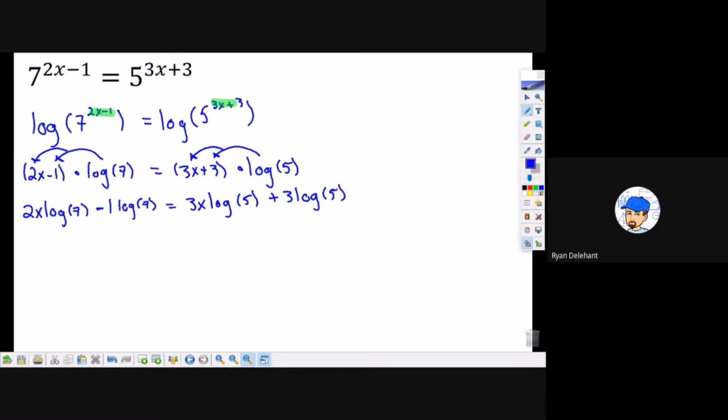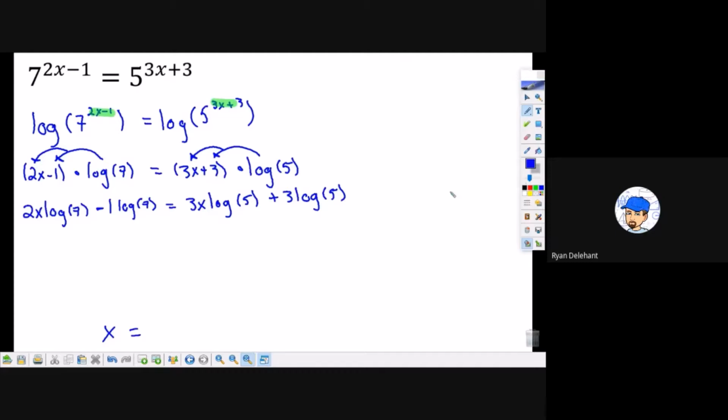Doesn't look like we've made any headway yet, does it? Now let's think about our goal. We want to solve for x. So what do we need by itself on one side of the equal sign? We need somewhere x equals, right?